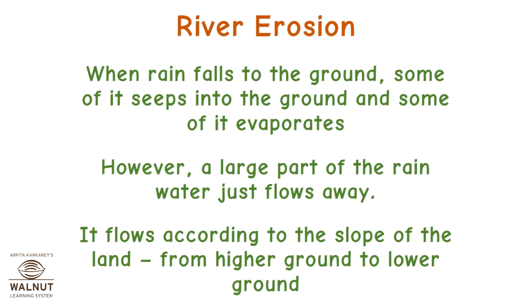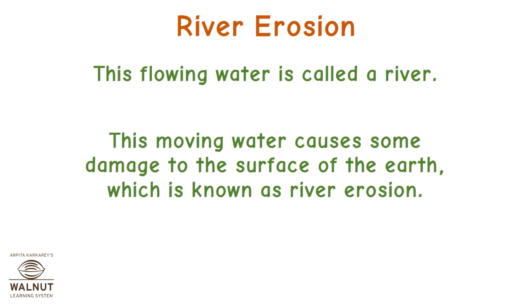River erosion. When rain falls to the ground, some of it seeps into the ground and some of it evaporates. However, a large part of the rain water just flows away. It flows according to the slope of the land from higher ground to lower ground. This flowing water is called a river. This moving water causes some damage to the surface of the earth, which is known as river erosion.